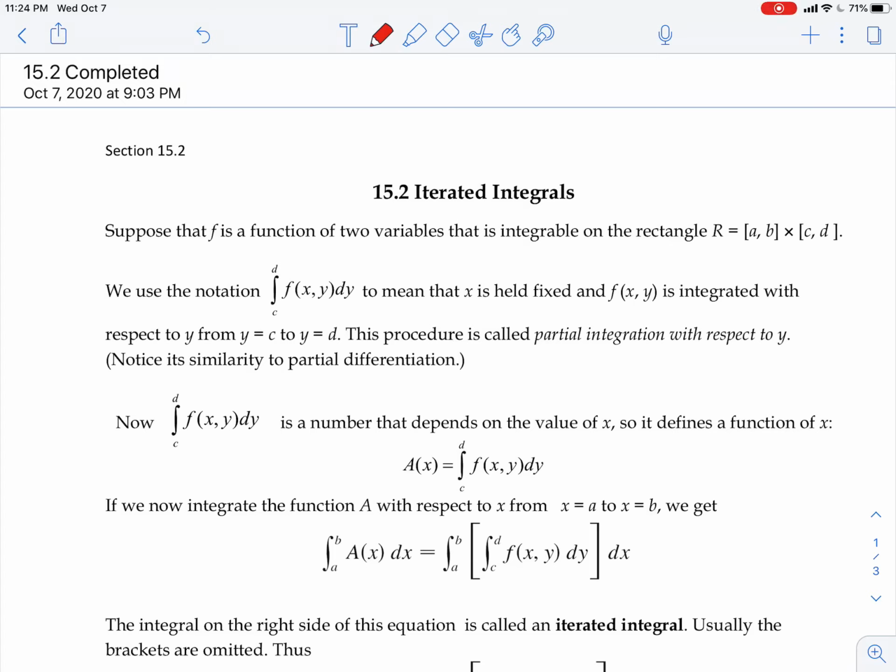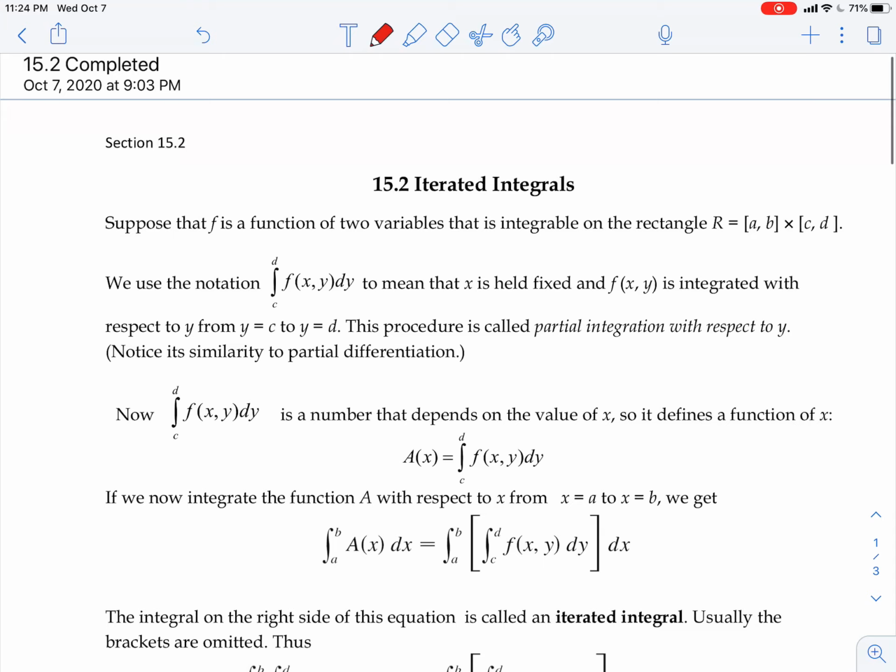To the next section of notes, what we're going to do is find the iterated integrals. Basically, an iterated integral is just taking the integral of more than one variable. So that's what iterated integral means. Today we're going to talk about taking the integral of more than one variable, in this case x and y.